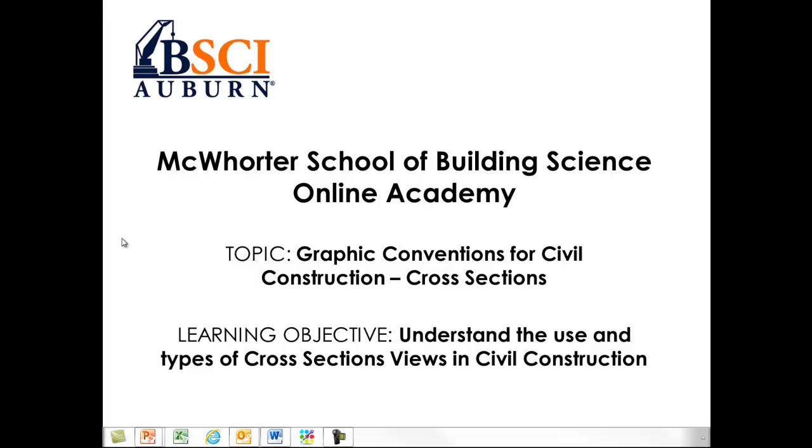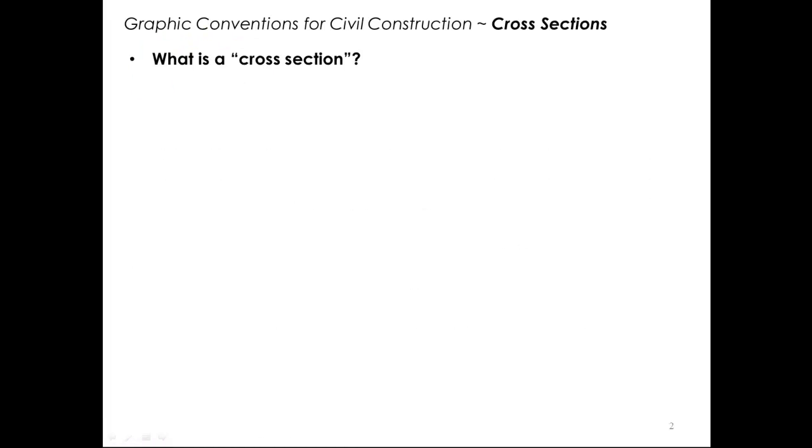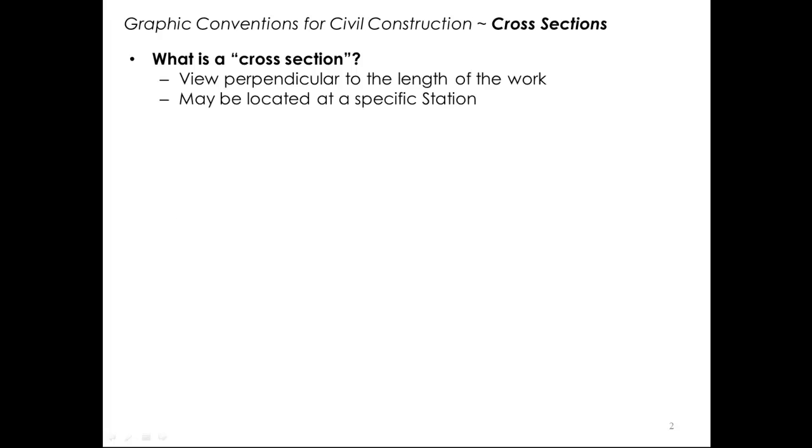In this video, you will learn about the two types of cross-sections that are used in civil construction. The cross-section view is a look or slice cut perpendicular to the center line of a project, in other words, at right angles to the profile view. In some cases, the view may be specific to a single location on the project, and in that case it will be identified by the specific station number.